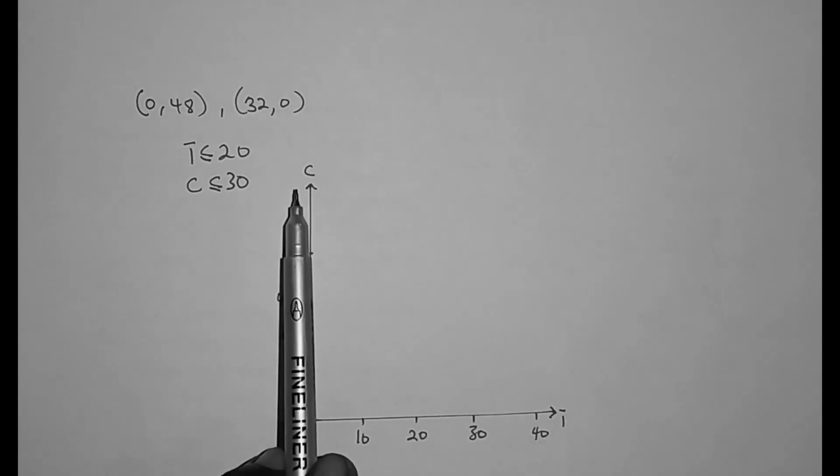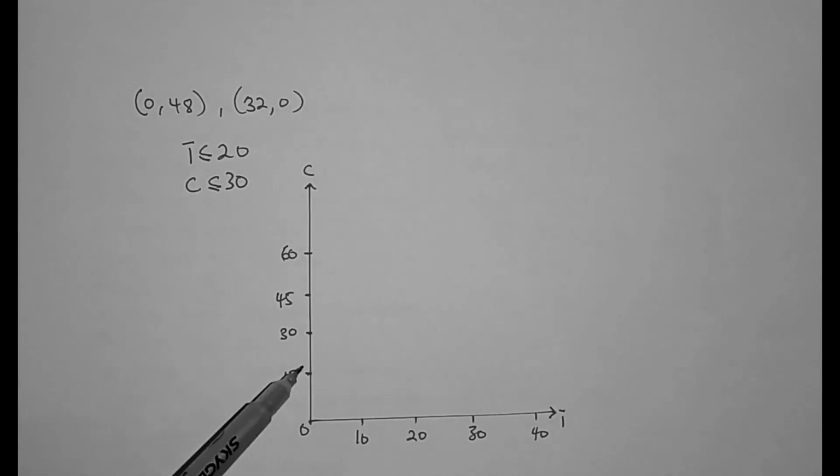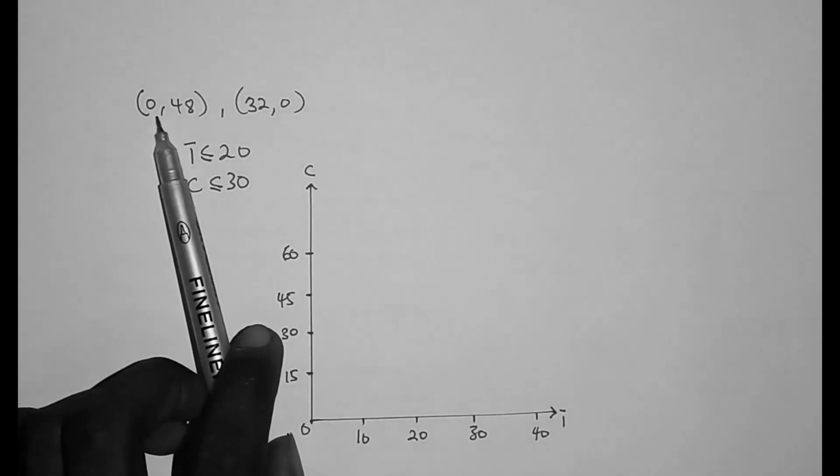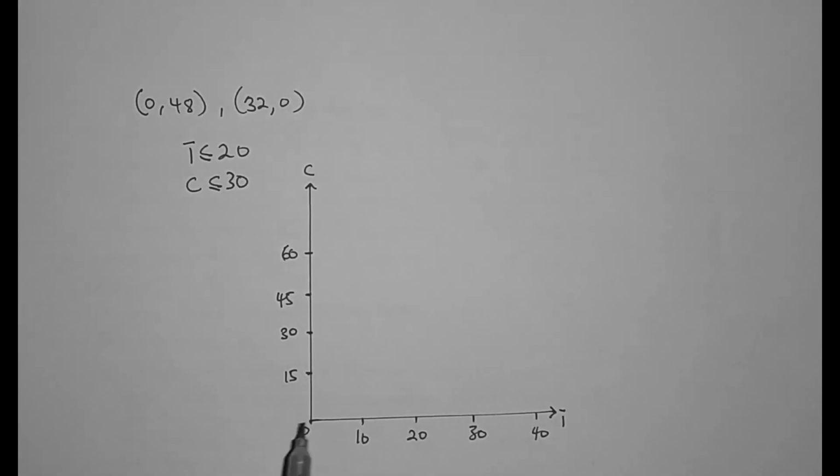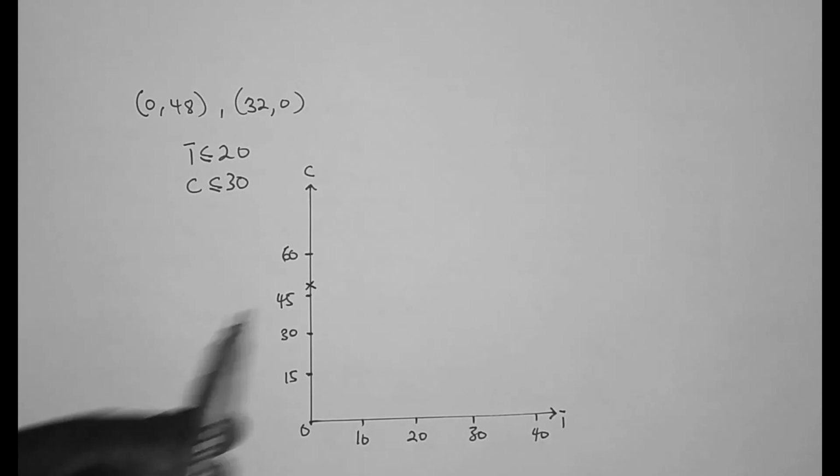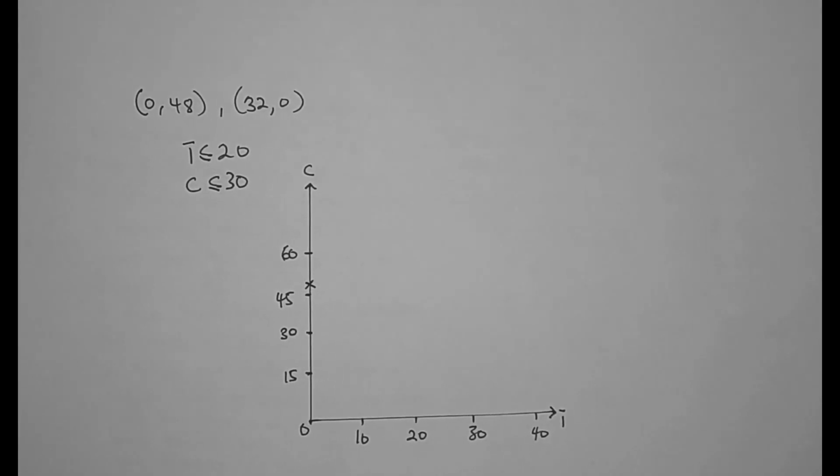So we are plotting the graph of C against T. We are using an interval of 15 on the C-axis and then an interval of 10 on the T-axis. So we have the point 0 and 48. 48 is a little bit above 45. So this is the point 0 and 48. Then we also have the point 32 and 0. 32 is a little bit above 30. So let's assume this is 32 and 0.